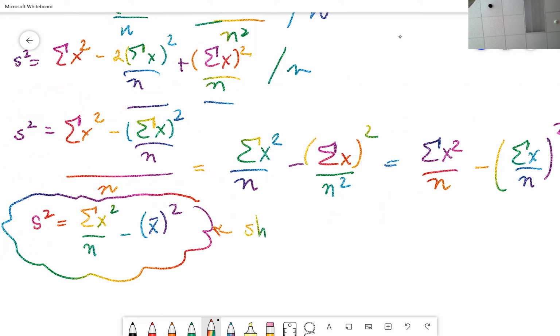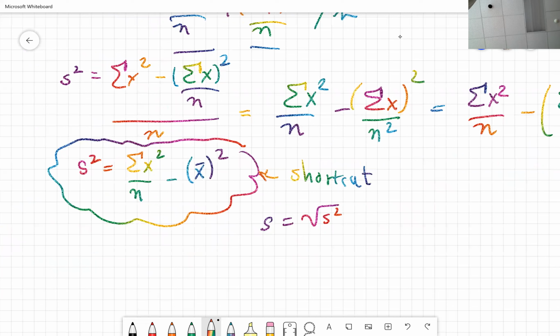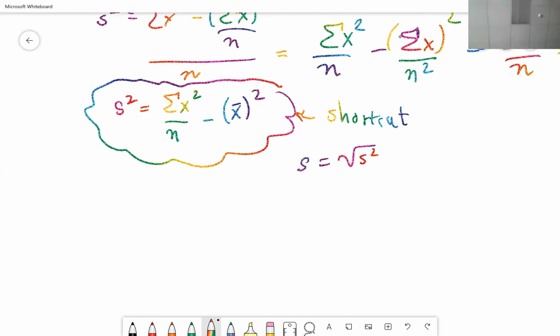So this is the shortcut. And you're like, it's not a shortcut. I'm like, yes, it is. But you got it. So watch, let me show you what I mean. So this is a shortcut, and obviously s still equals the square root of s squared. So whatever you get here, you square root it to get your standard deviation. So let's start with a problem we were doing earlier.